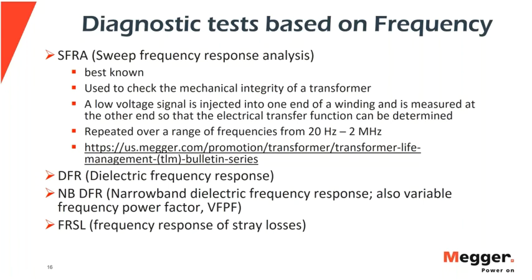In a DFR and narrowband DFR test, we are looking at the relative losses of the insulation as the frequency of the applied test voltage changes. So we're also looking at something with a change in frequency, but it's different than what we're looking at in SFRA. It's the relative losses of insulation that we're interested in. In other words, what percentage of the total electric field is lost as heat at each frequency? And finally, the FRSL test looks at the behavior of the resistive part of short circuit impedance measurements as the frequency changes.